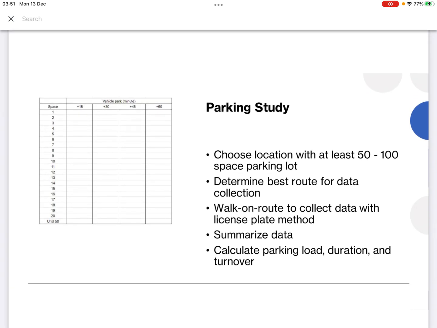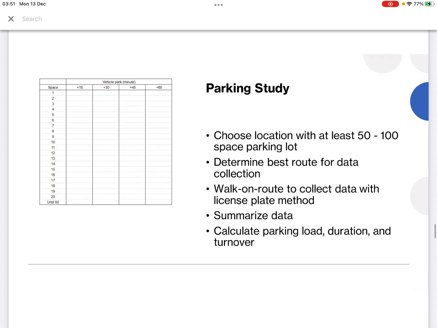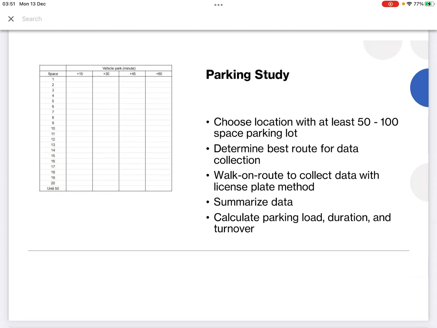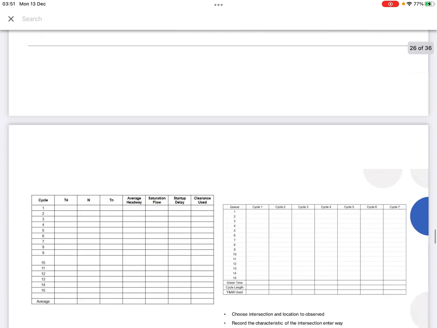Parking study. Choose a location with at least 50 to 100 parking spaces. Determine the best route for collection, and then walk it to practice collecting data. Calculate parking load, duration, and turnover.